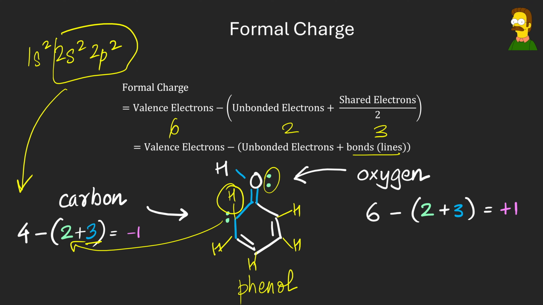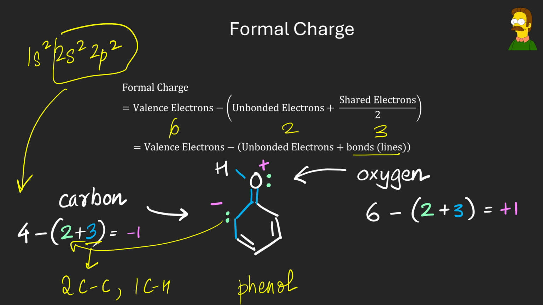2 carbon-carbon bonds and 1 carbon-hydrogen bond. I'm going to write that here. So 2 carbon-carbon bonds and 1 carbon-hydrogen bond. That's why this is 3. Hence, this is minus 1. And what do I do? Well, let me erase these things so it's easy for you to read. There is a negative charge on this and a positive charge on this.